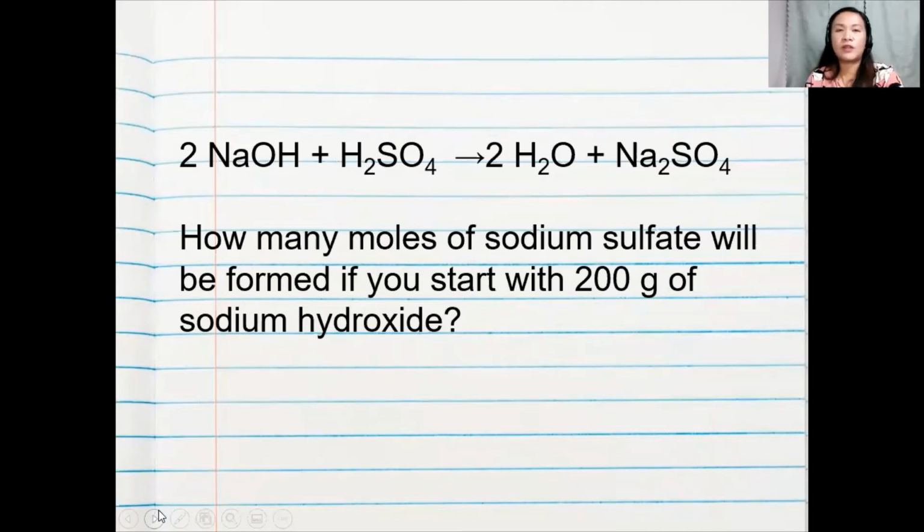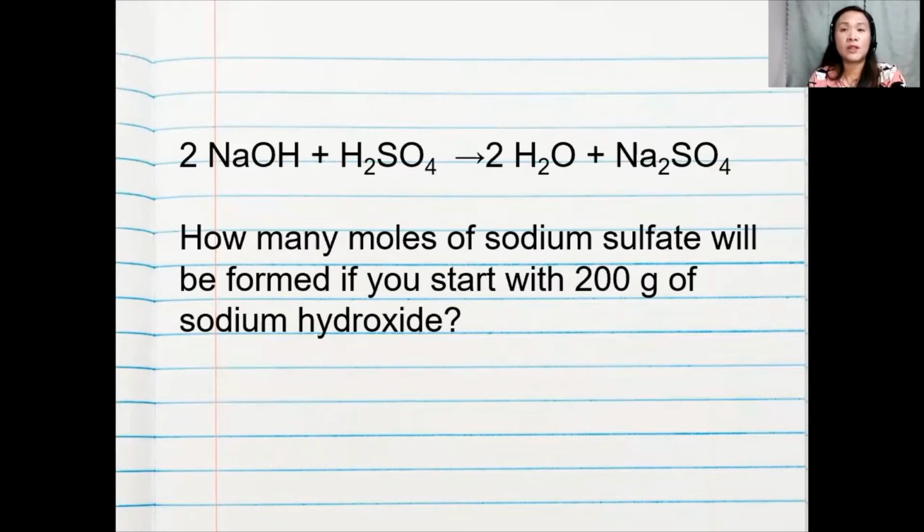So we have here, it says, we have 2 sodium hydroxide. So this is sodium hydroxide plus sulfuric acid. This is H2SO4, the sulfuric acid, will now form 2 molecules of water plus sodium sulfate. So this is sodium sulfate. So the question is, how many moles of sodium sulfate will be formed if we start with 200 grams of sodium hydroxide?